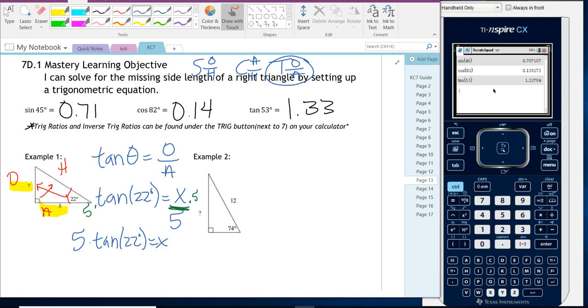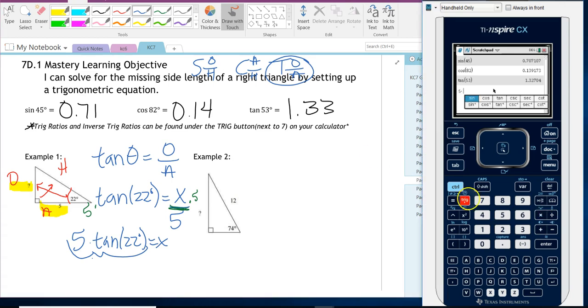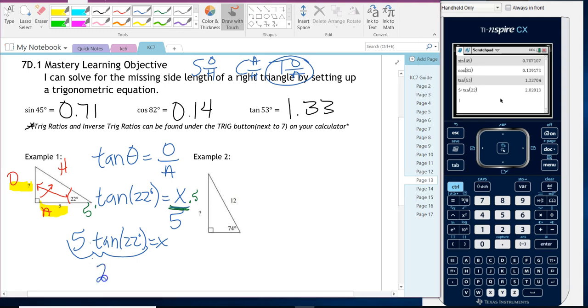Is x by itself? Yes, it is. So I'm actually just going to put this whole thing in my calculator. I'm going to type 5 times the tangent of 22. Click enter, and it gives me my answer. Therefore, with 2 decimals, this would be 2.02, which is going to equal my x. That is going to be my missing side length over here.